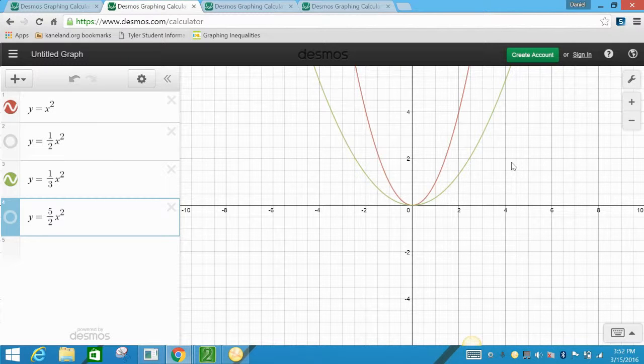Now, one common misconception that students have is they think, oh, whenever it's a fraction, it's always a vertical shrink.